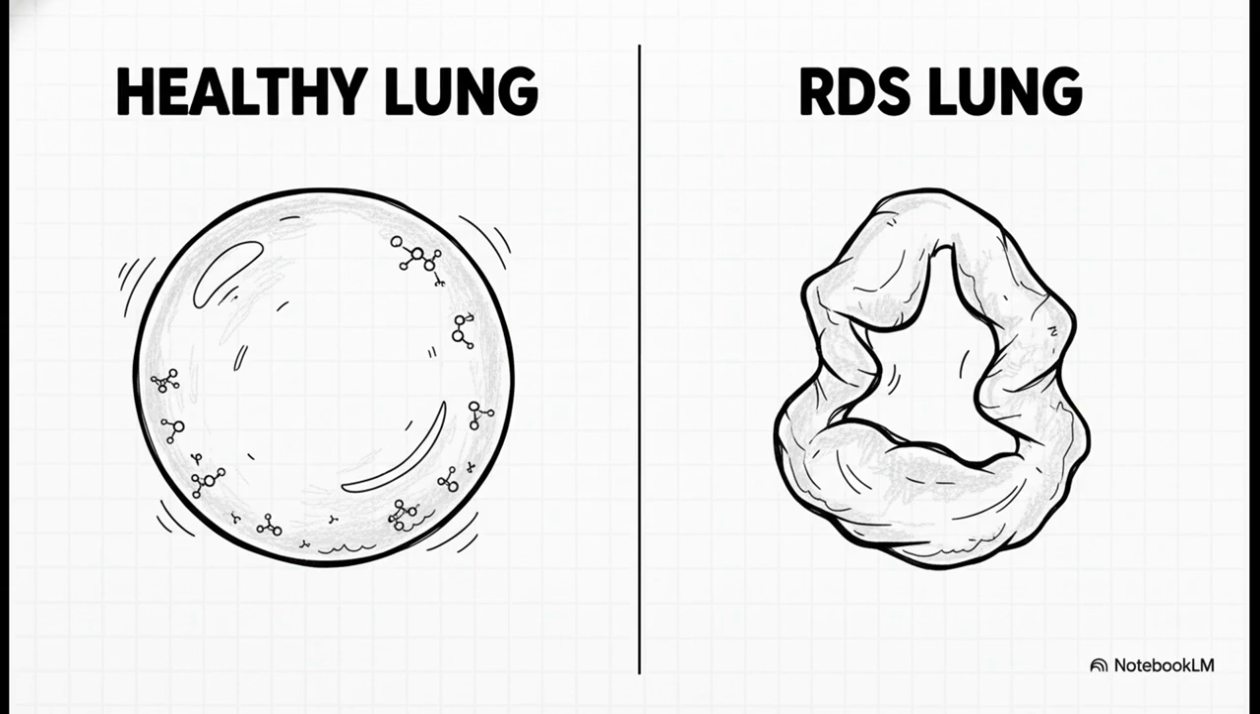The best way to understand surfactant is to think of the soap in a soap bubble. It reduces surface tension and keeps the bubble from collapsing. In the lungs, surfactant keeps the tiny air sacs, the alveoli, open. Without it, the alveoli collapse every time the baby breathes out, and breathing becomes exhausting, almost impossible work.